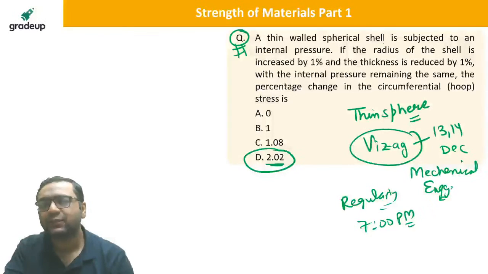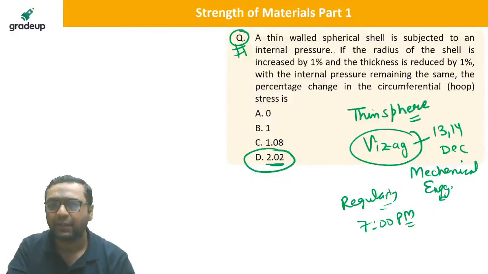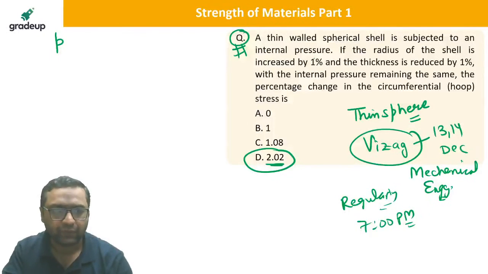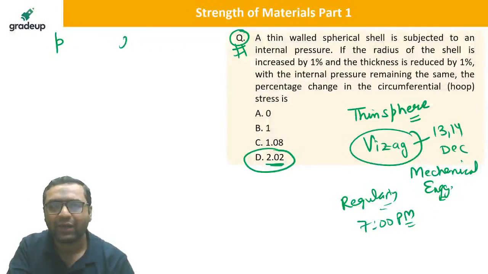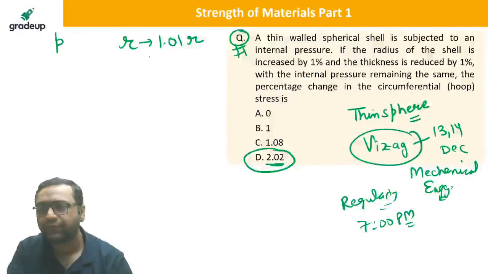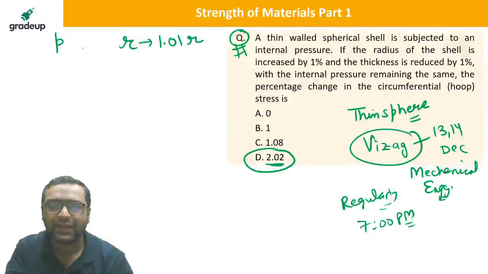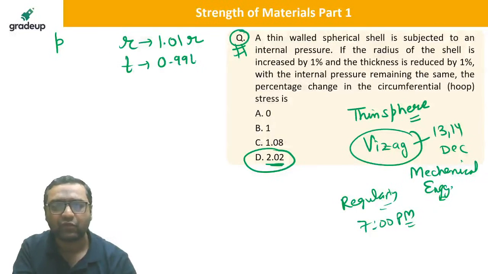A thin walled spherical shell is subjected to an internal pressure. Okay, let us say the pressure is P. Very good, Parth, Junaid. If the radius of the shell is increased by 1%, it increases from 1 to 1.01 times of R. Internal pressure remains the same. The percentage change in circumferential stress, thickness is reduced by 1%. It is 0.99 times of T.